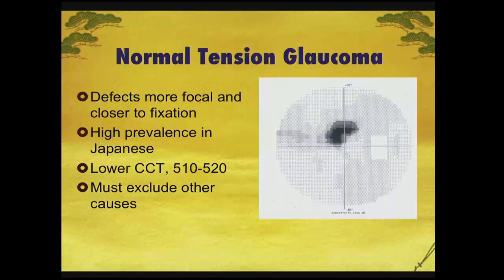Okay, and then some words about normal tension glaucoma. Some highly testable facts are that the visual field defects tend to be more focal and closer to fixation. Again, the high prevalence in Japanese and Korean. People with low tension glaucoma also tend to have low central corneal thickness. And then, of course, you have to exclude other causes of normal. When you see someone with normal tension glaucoma, you might have to get an MRI. You may have to look at their blood pressure. You may have to look for other reasons for the nerve damage.